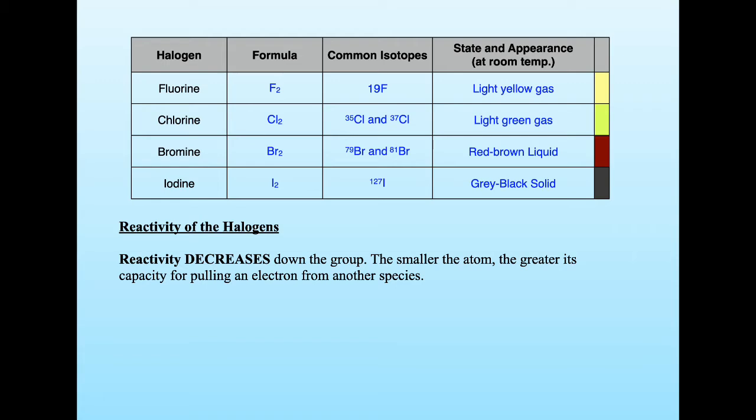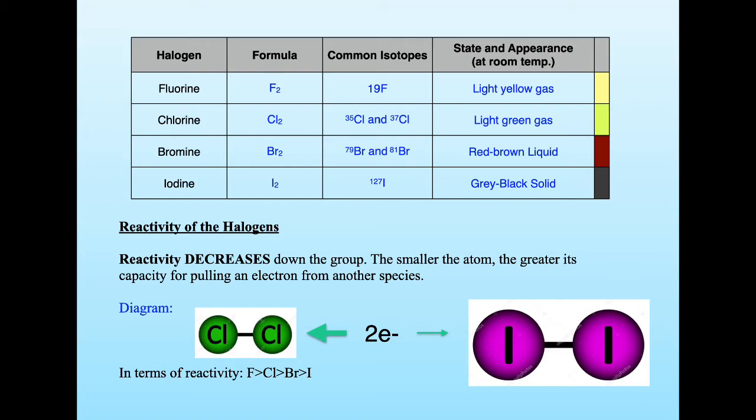Okay? So as you get towards the bottom of the group, obviously iodine's not very good at pulling electrons towards itself. So when these react, they have to try and get a full outer shell, so they have to get electrons from somewhere, don't they? So chlorine molecules have to gain 2 electrons, as do iodine molecules. But because chlorine molecules are much smaller, they're much better at pulling electrons towards themselves than iodine molecules.